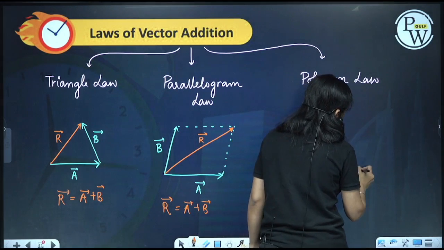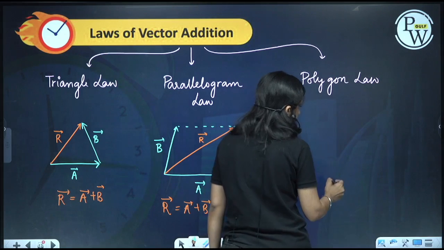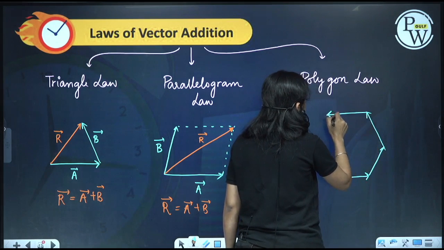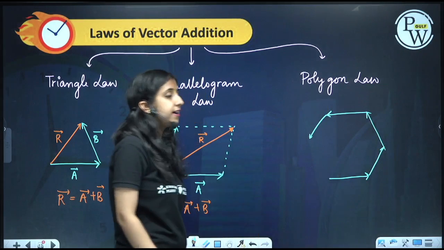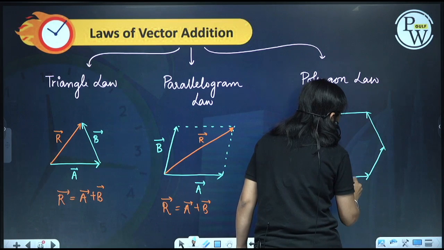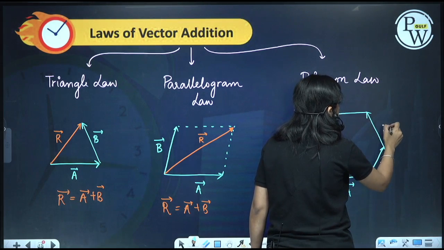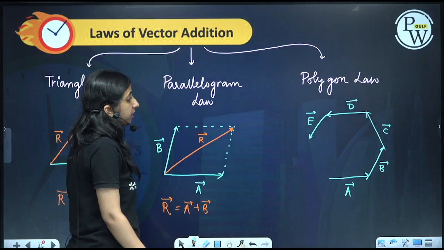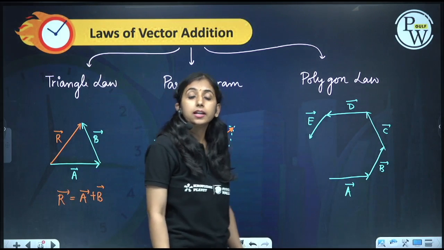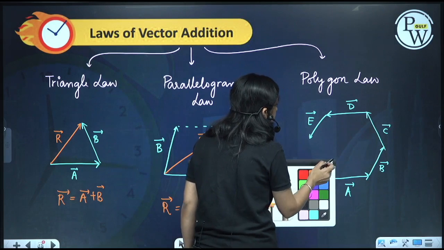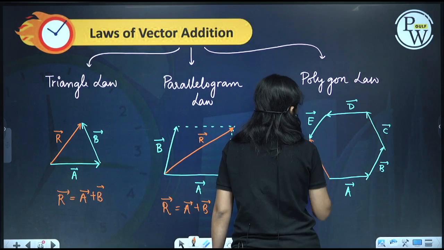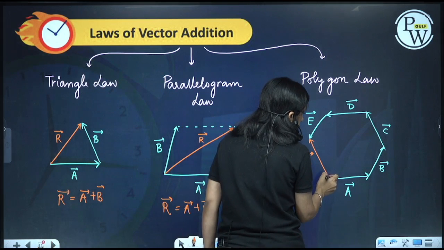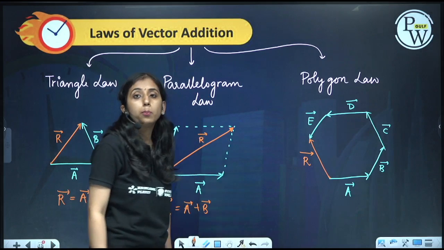Next comes the polygon law. The polygon law says that if I have a number of vectors to be added, and I can represent them both in magnitude as well as direction by the sides of an open polygon taken in the same order, then the closing side of my polygon will give me the resultant of all the vectors, but taken in the opposite order.